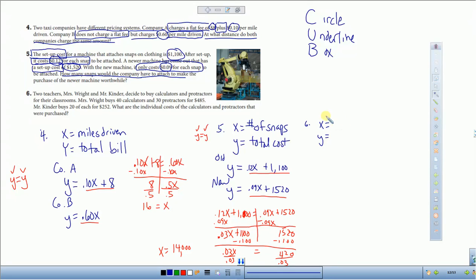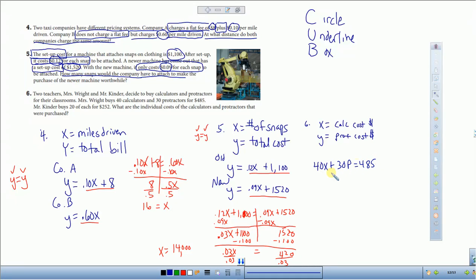Okay. So for problem number 6, we've got the same setup, and I'm just going to put some of the answers down this time. It looks like individual costs for calculators, so this is how much a calculator costs, and this is going to be protractors. Protractor cost, what one would cost. Mrs. Wright bought 40 calculators plus 30 protractors for $485.